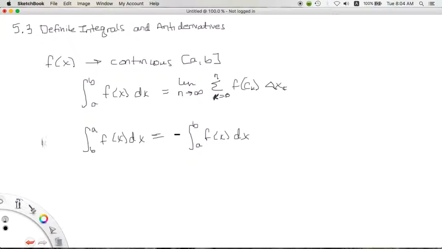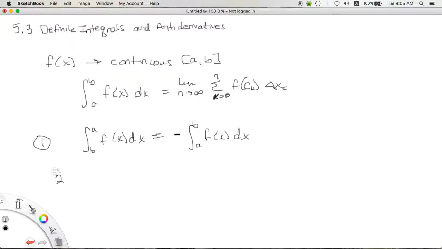This is the first of a set of rules for definite integrals, and they're on page 269 in your book. We're going to look at those for this lecture so that you can start working on how to calculate these and how they work. So the first rule is this change in order of integration. If you change the order of integration, it just changes the sign.